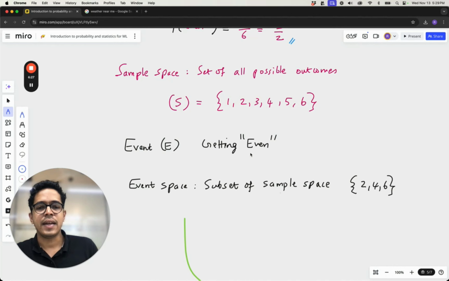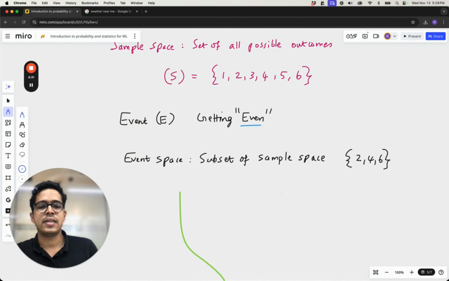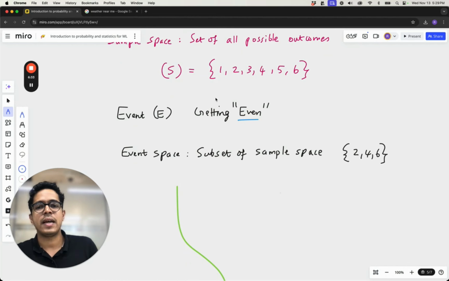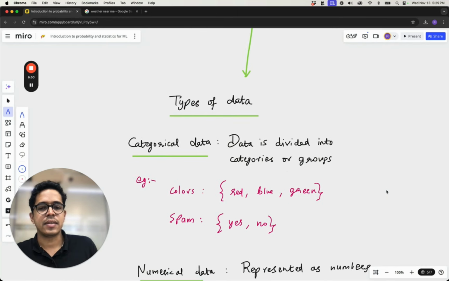And if event E is described by getting E1, then this event space is nothing but a subset of the sample space S. So event space consists of all the possible occurrences which are favorable towards this event, which is E1. So it is 2, 4, 6. But if the event was described by odd, it will be 1, 3, 5. So these are fairly easy definitions.